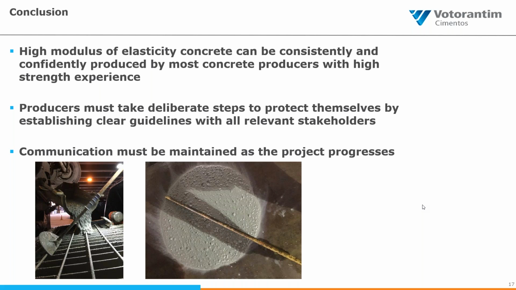As a producer though, you have to take the deliberate steps both to protect yourselves and also to establish clear guidelines with all relevant stakeholders. There very well might be a huge cost markup for only a handful of increase in overall GPa rating. For us, going from that 45 up to 50 was really the cutting edge. And we had numerous discussions for some of these projects about them actually being in the 50 to 55 range.